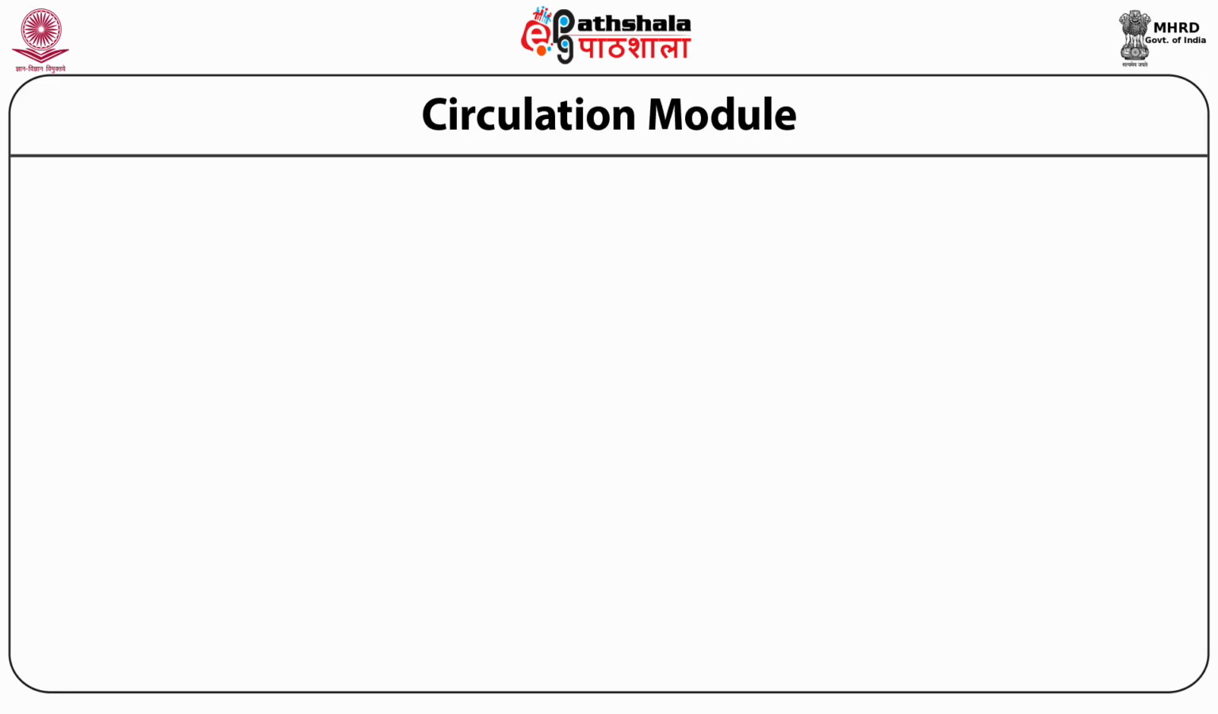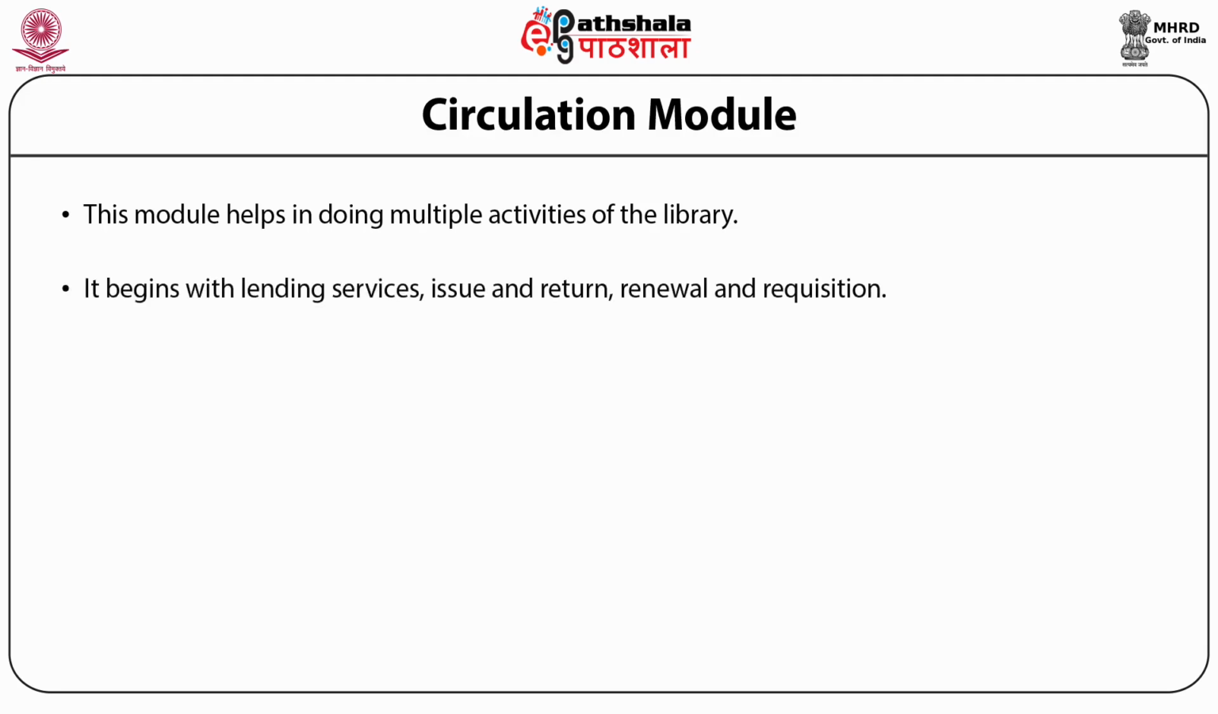Circulation literally means the book transactions: issue, return, and other activities. This module helps in doing multiple activities of the library. It begins with lending services: issue, return, renewal, and requisition. So here we can issue the book after the desired date, you can return the book, and sometimes renew your membership and renew the book itself.